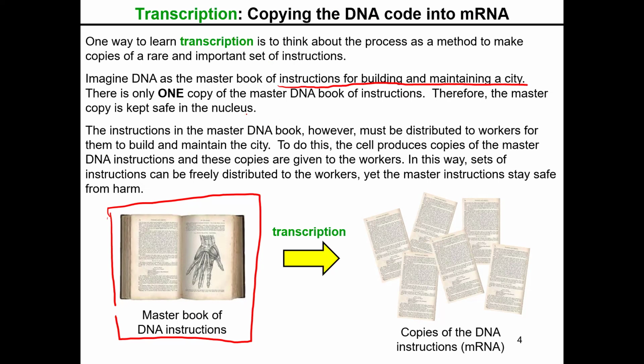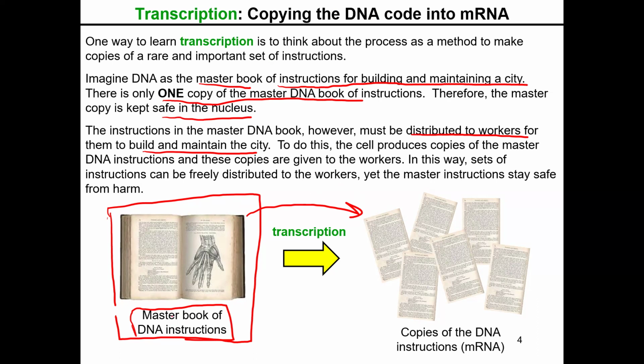Now, when it comes to DNA, DNA is going to be our master book of all the instructions. Now, there's only one copy of this master book, so we do not want to lose it. We want to make sure it's staying safe, and we're keeping it inside the nucleus. But we still need some of that information, and we need to make instructions so we can distribute it to workers for them to build and maintain the city. So what we're going to do is look through all of our instructions in our master book, and find the pieces that are going to be relevant. Then we're going to make copies of those so we can transport them and give them to those workers in order to produce and maintain our city.